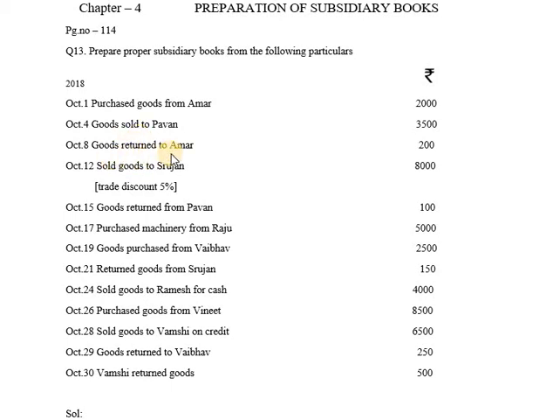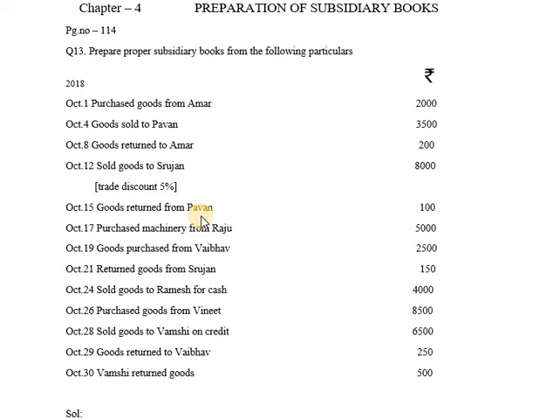Next, goods returned to Amar. We purchased goods from Amar. It was a purchases transaction, so we prepared purchases book. Now we are returning goods to Amar, so we'll be preparing purchase returns book. Next, sold goods to Sujan. It is a transaction of sales, so already we have planned to prepare sales book. Goods returned from Pawan. When we sold goods to Pawan, it was recorded in sales book. Now as goods are being returned from Pawan, we'll be preparing sales returns book.